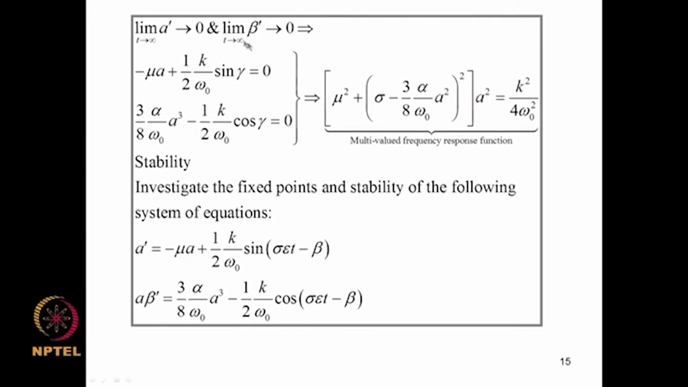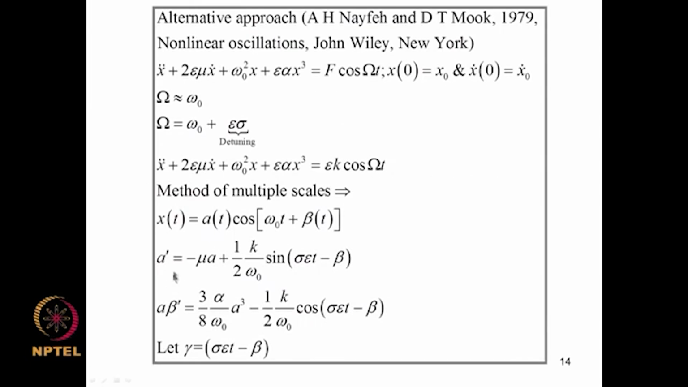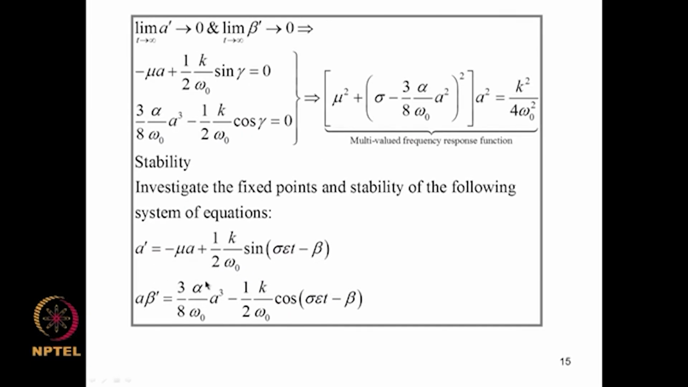So, the condition for steady state is that these are 0; these are nothing but fixed points of these two differential equations. So, corresponding to each fixed point of the equation for amplitude and phase, there is one steady state possible, and this again turns out to be multiple valued. And how do we study stability here? What we do is we study the stability of the fixed points, that also we have discussed earlier.